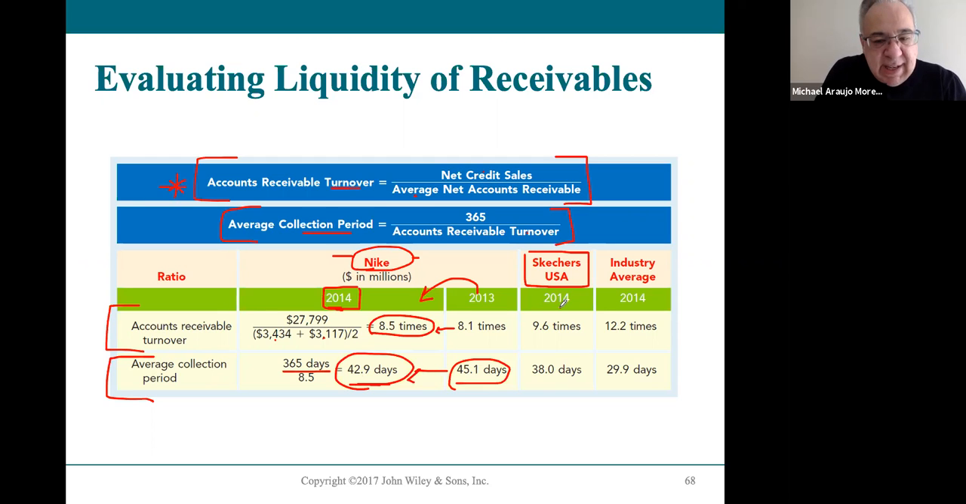So here in 2014, you have Skechers information. Their receivable turnover is 9.6 times. Now that's higher than Nike, but still well below 12. When you put 9.6 under 365, they're waiting 38 days. Again, your receivables are due in 30 days. If you want to get paid every 30 days and you're waiting now 38 days to get paid, there's a problem there. So that's a little bit sketchy for Skechers.